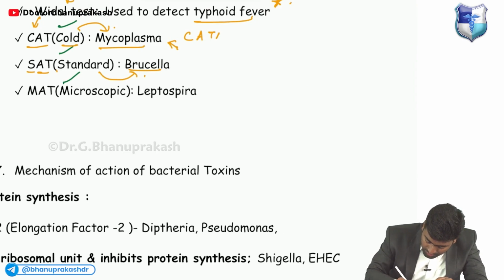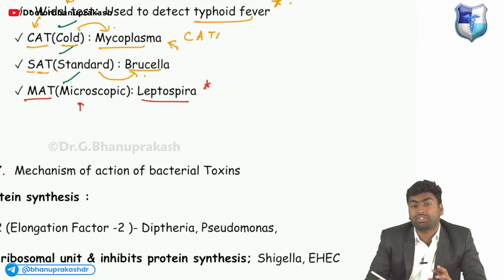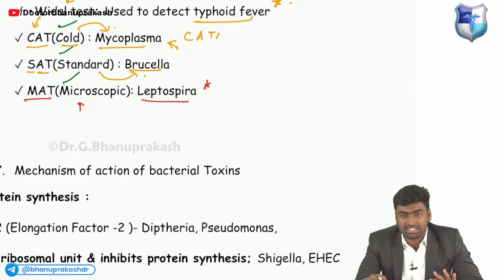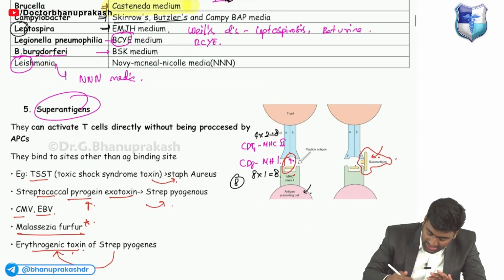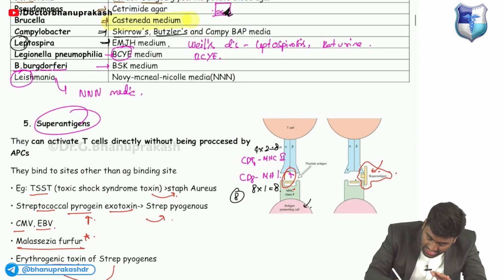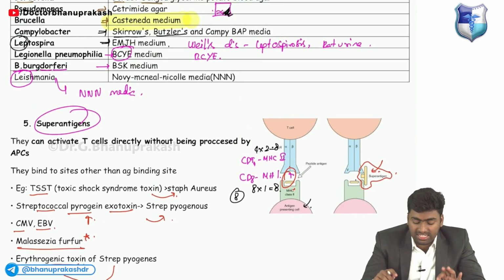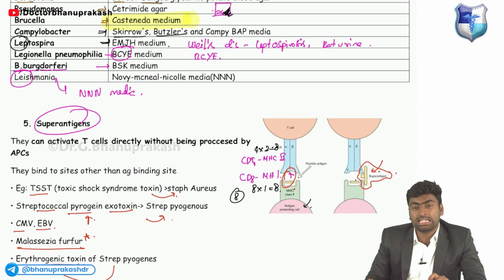Next, the microscopic agglutination test is seen in Leptospira, and we know Leptospira causes Weil's disease. And what is the media we use for leptospirosis? The media we use for leptospirosis is EMJH media.